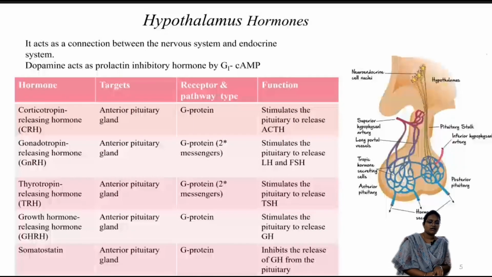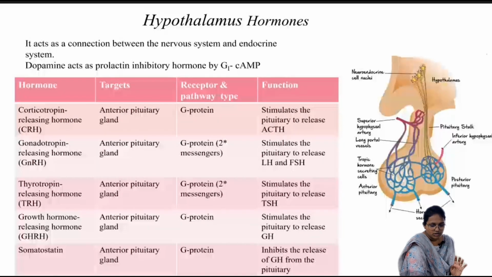These are mainly under human anatomy and physiology, and one main point is prolactin inhibitory hormone, which is dopamine. Dopamine is also a neurotransmitter, so that might be asked very frequently. You can go through the hormones through this table and the targets.